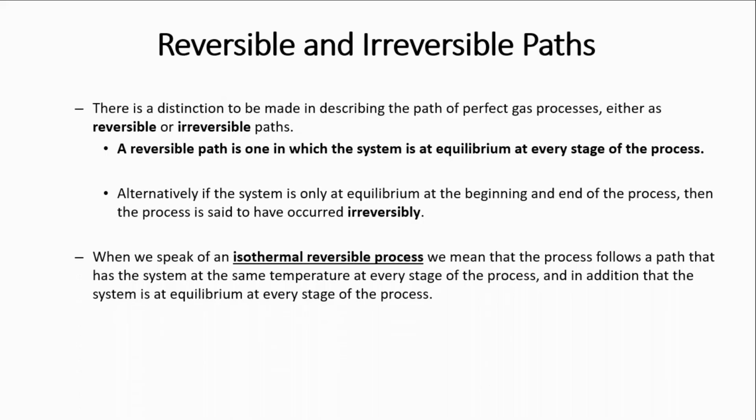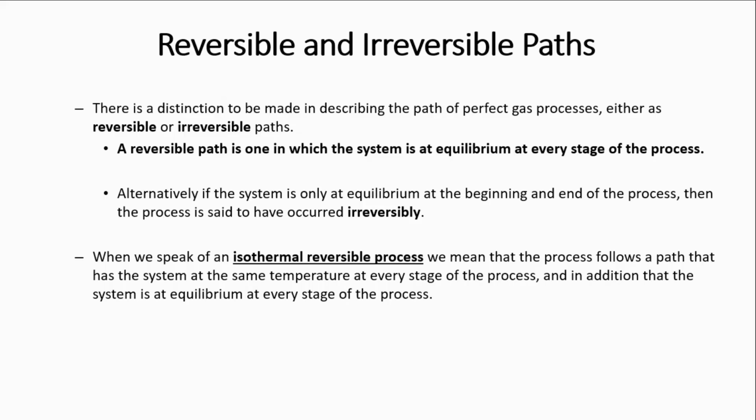Now, when we speak of an isothermal reversible process, we mean that the process follows a path that has the system at the same temperature, because that's what isothermal means. Iso means the same. Thermal, we're talking about temperature, so it means same temperature.